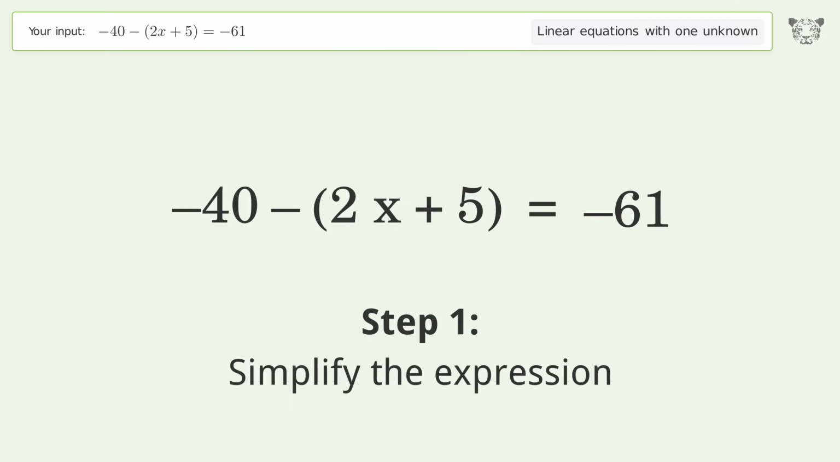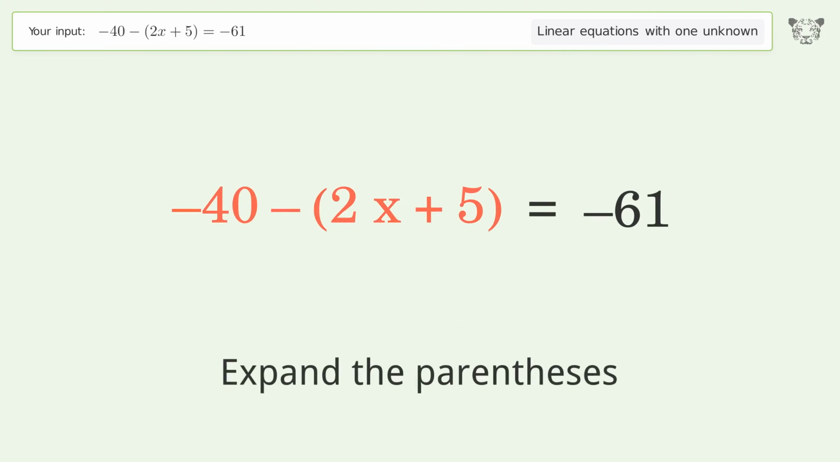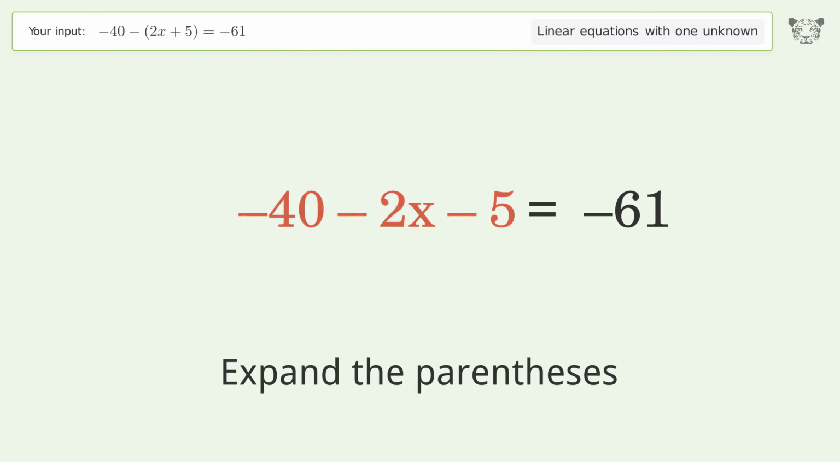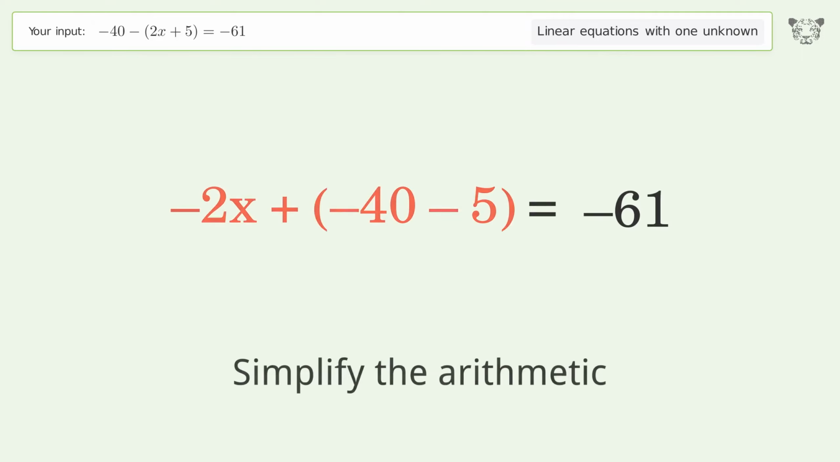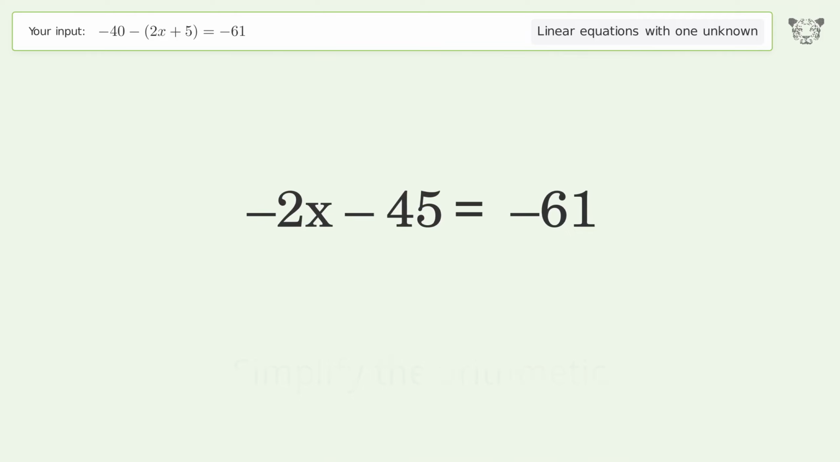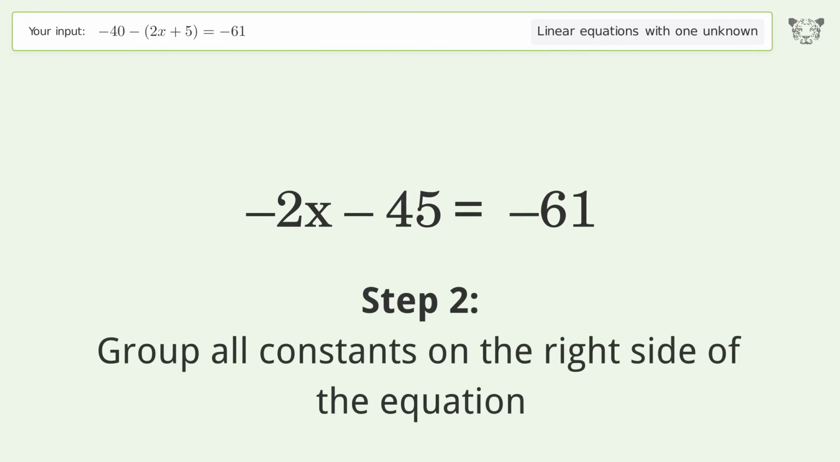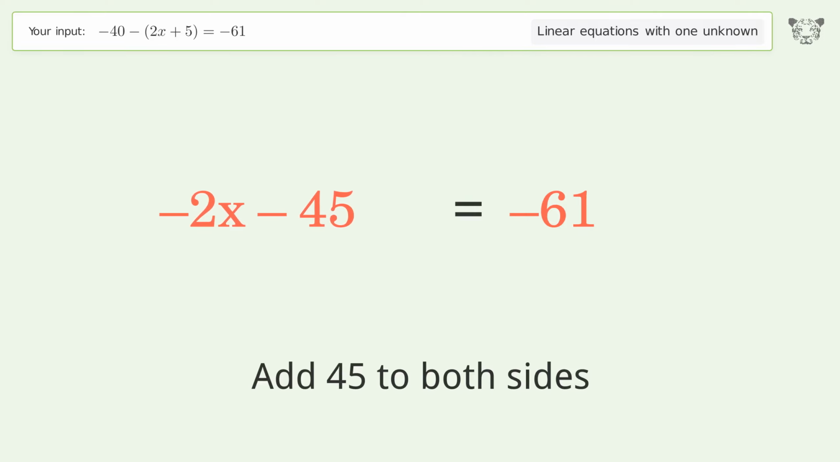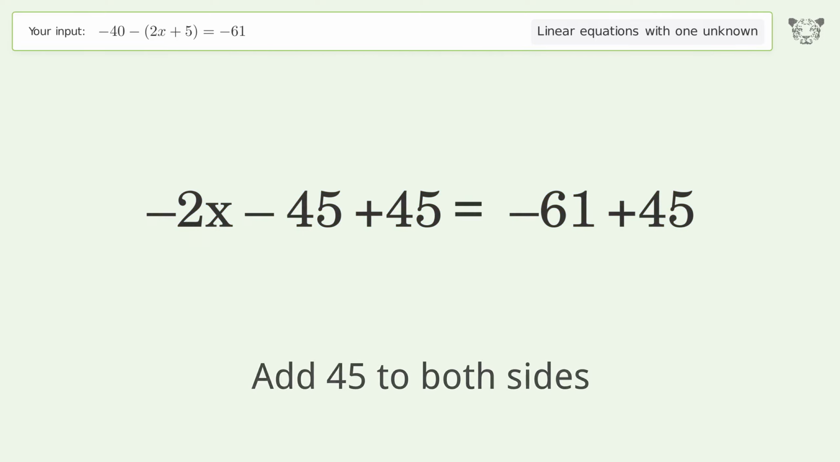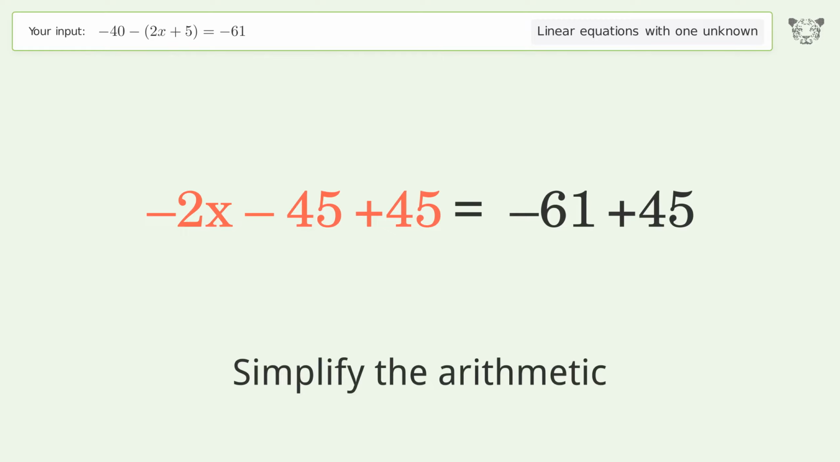Simplify the expression. Expand the parentheses. Group like terms. Simplify the arithmetic. Group all constants on the right side of the equation. Add 45 to both sides. Simplify the arithmetic.